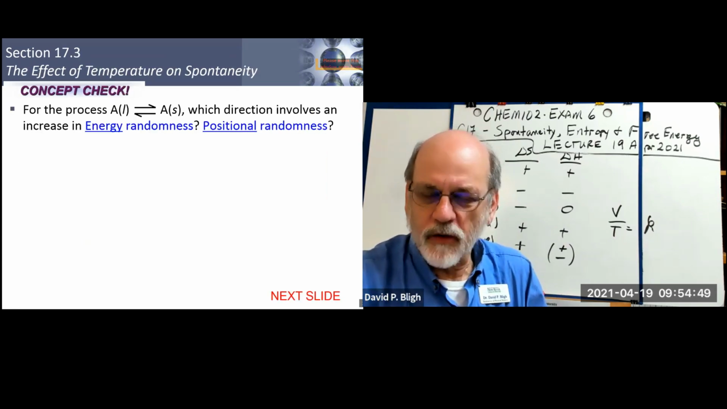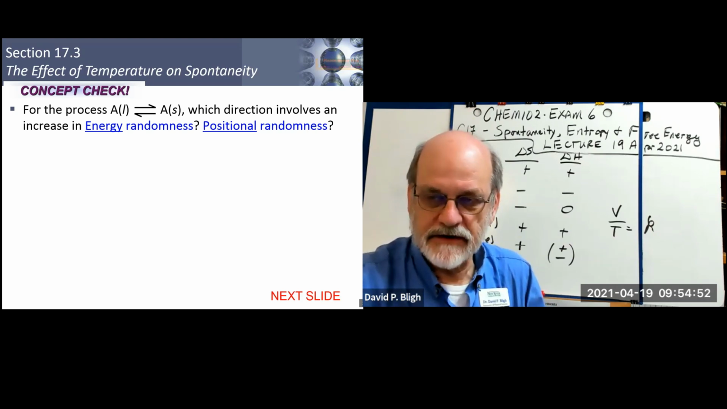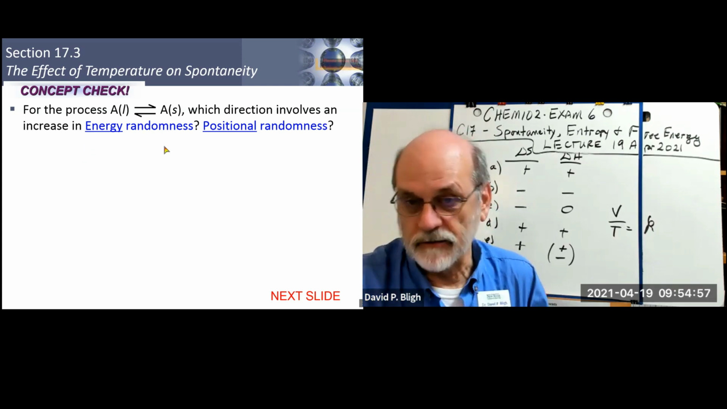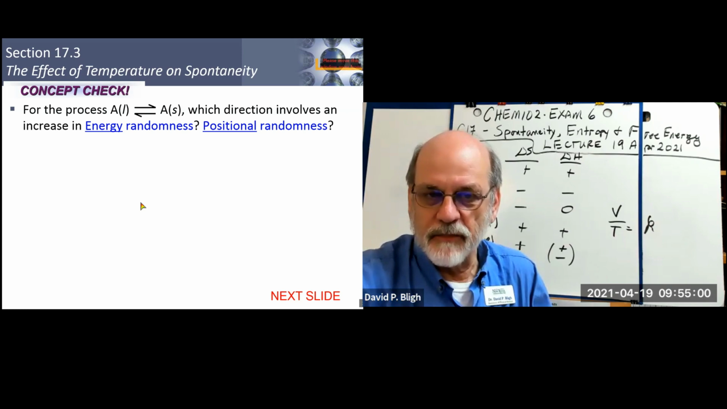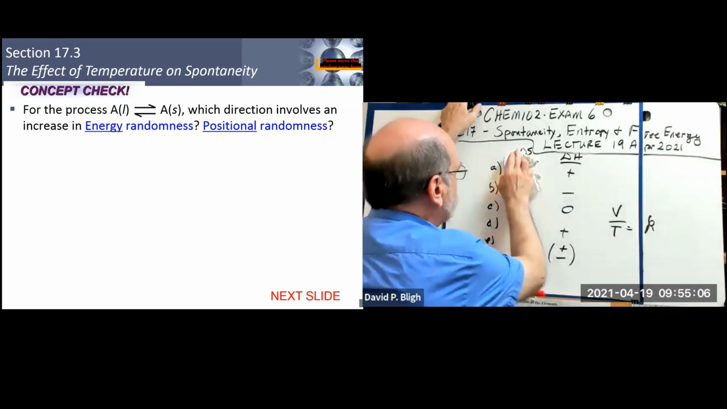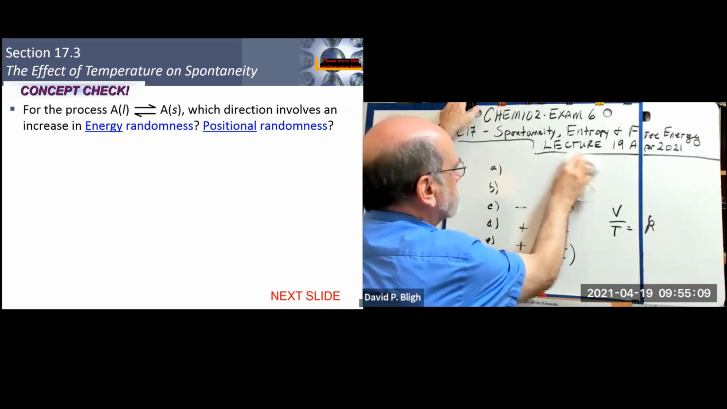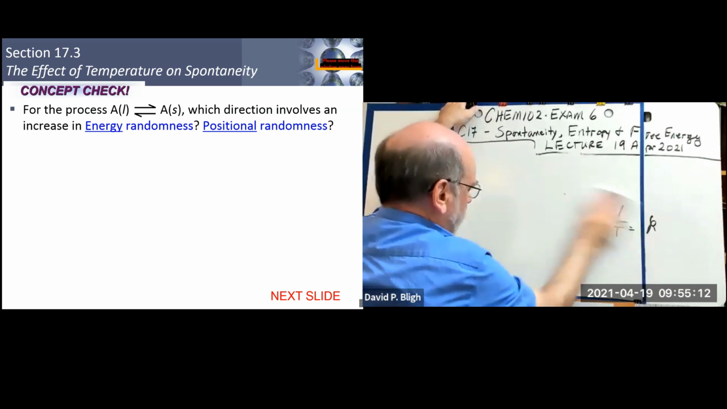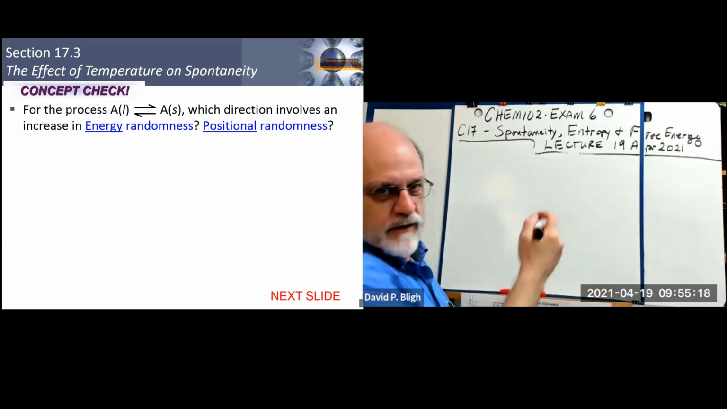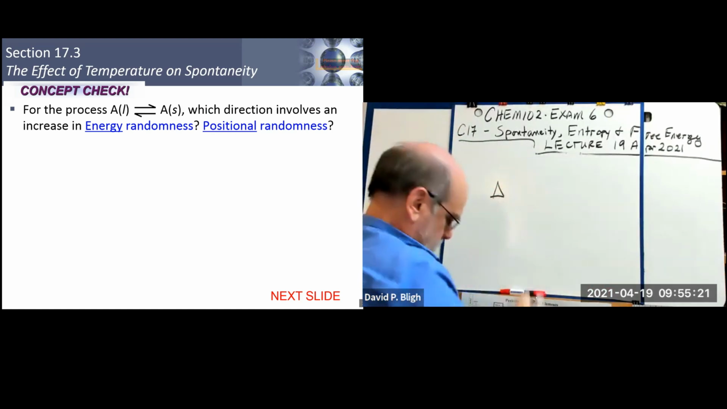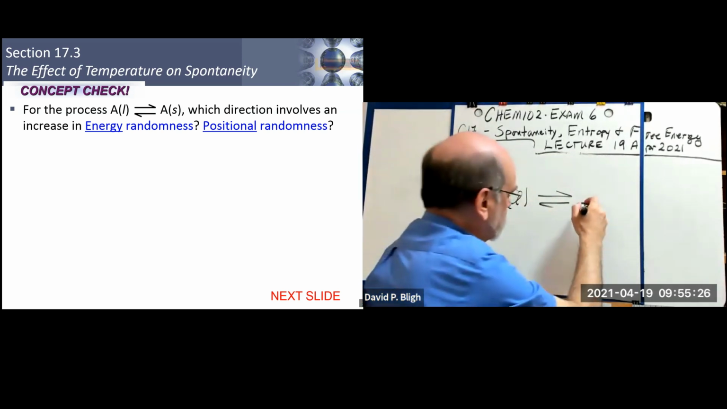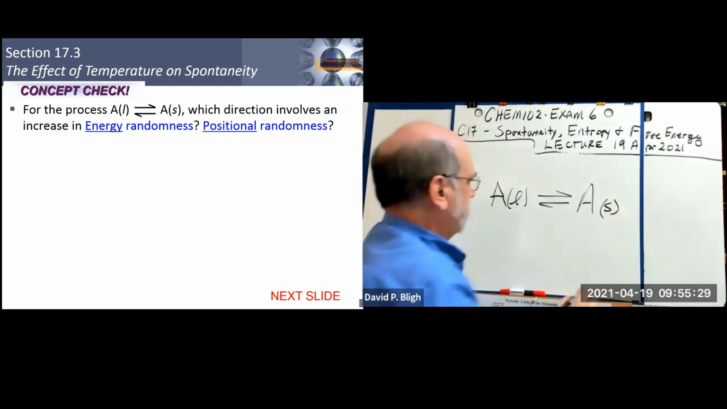All right, so now here's where the authors come back in. They step back in. They've been absent for a while because they didn't describe energy randomness in detail. So here we have a process where we're going from liquid to solid. Got that a little bit too close. There we go. So let's say we're taking some substance, A, and we're going from liquid to solid.